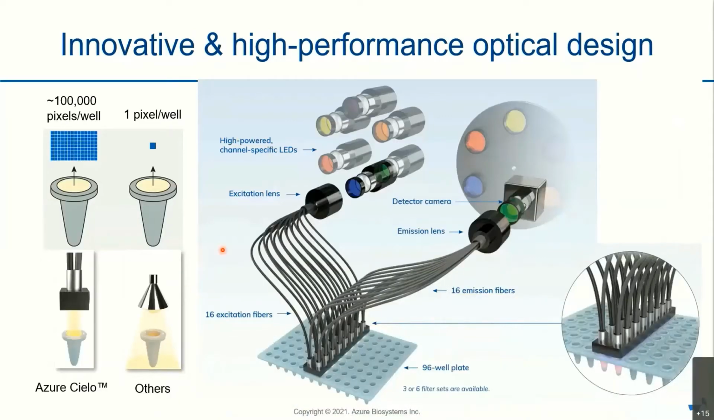So this is how the Cielo machine looks. We have an innovative, high-performance optical design. It's designed around individual total well scanning. It comprises 2 sets of 16 fiber optics. One set of 16 are excitation fibers coming from the high-powered, channel-specific LED excitation light source to excite the dyes. Then you have another set of 16 emission fibers going to the detector camera, also accompanied by the filter lens.